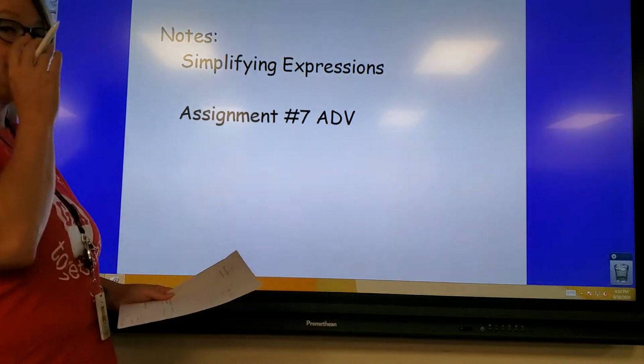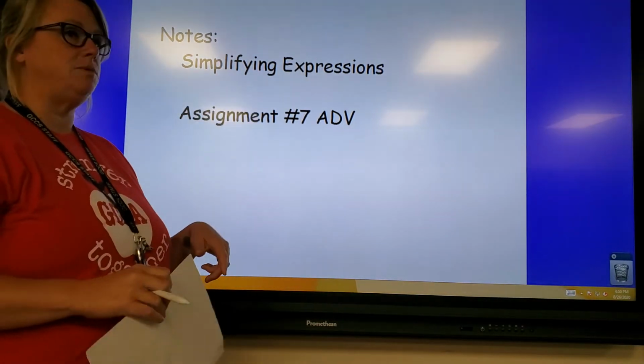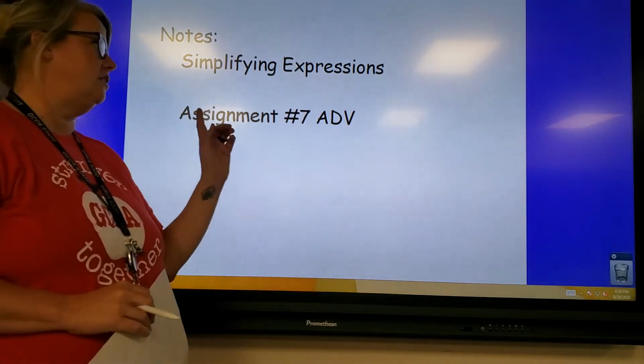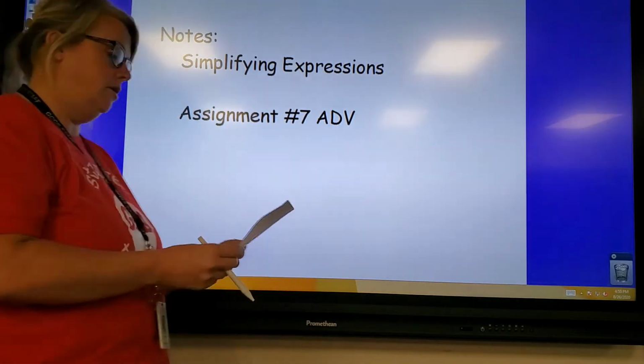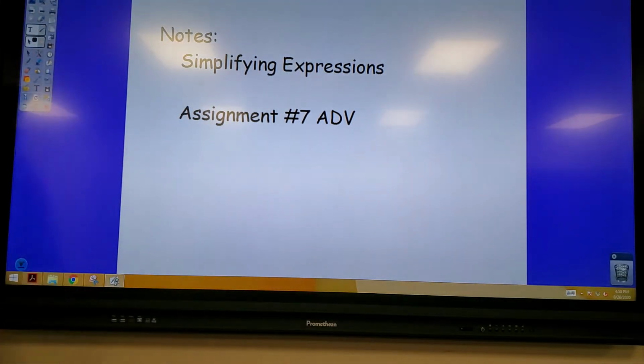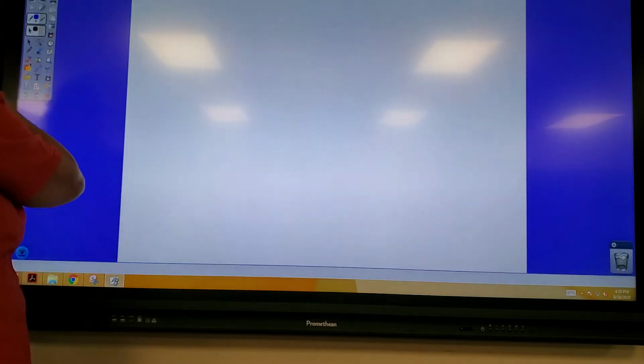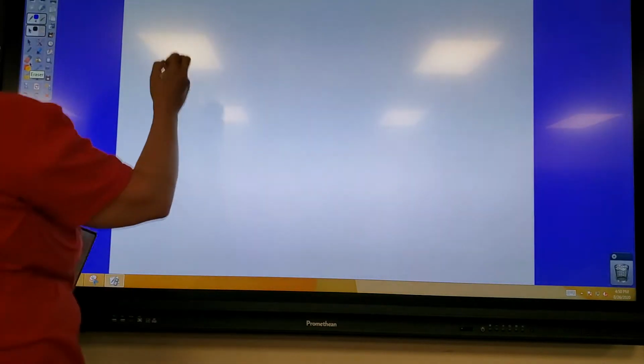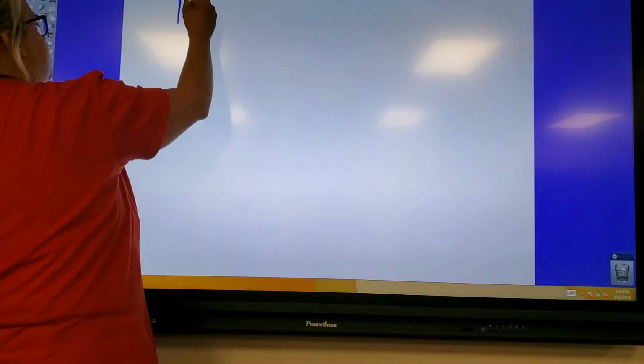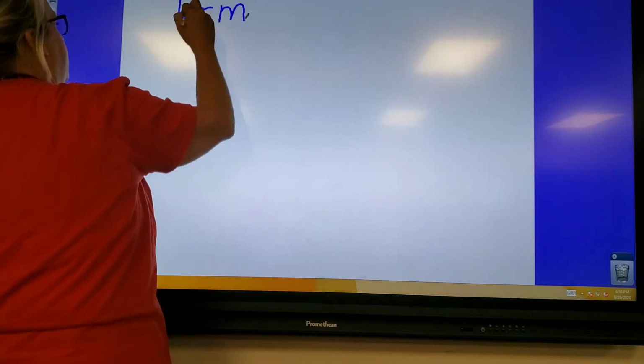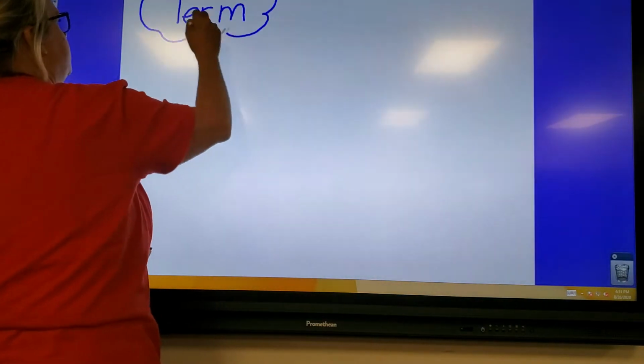All right, so these notes today are about simplifying expressions, and this correlates with your assignment number 7, okay? So, grab your own notes real quick. First of all, let's talk about what a term is. What is a term? Okay, there are 3 different types of terms.